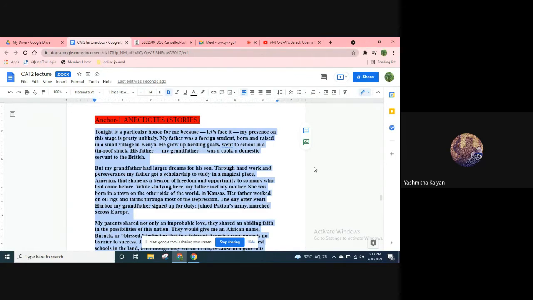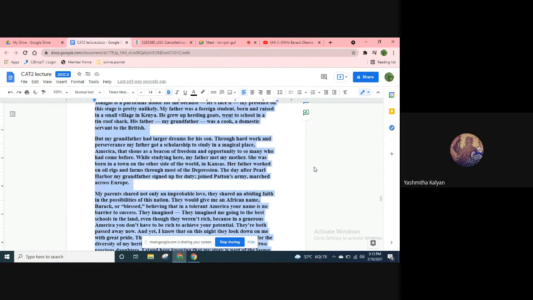Tonight is a particular honor for me because, let's face it, my presence on this stage is pretty unlikely. My father was a foreign student, born and raised in a small village in Kenya. He grew up herding goats, went to a school in a tin roof shack. His father, my grandfather, was a cook, a domestic servant to the British. But my grandfather had larger dreams for his son. Through hard work and perseverance, my father got a scholarship to study in a magical place, America, that shone as a beacon of freedom and opportunity to so many who had come before.